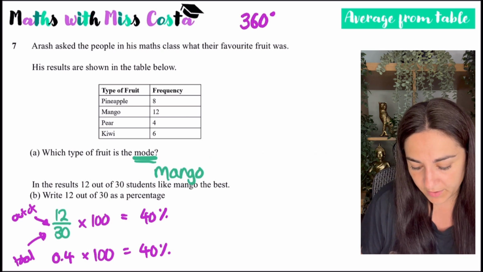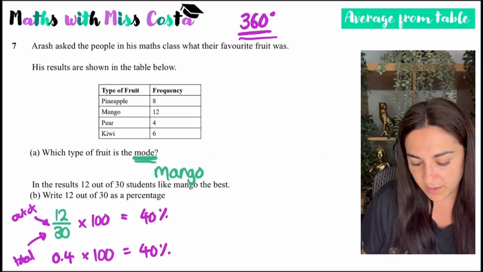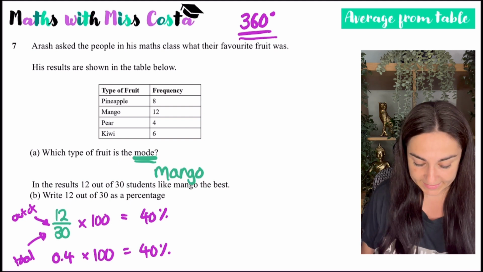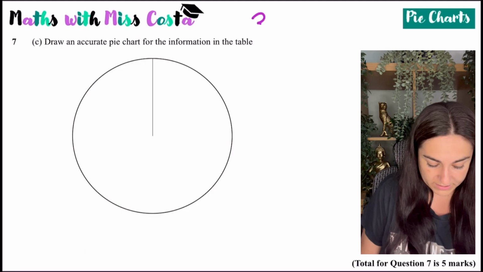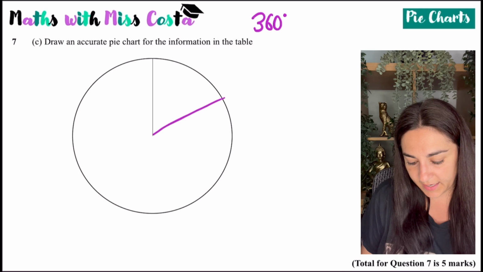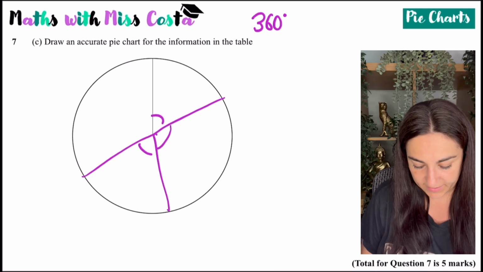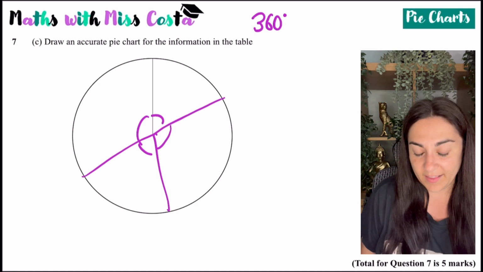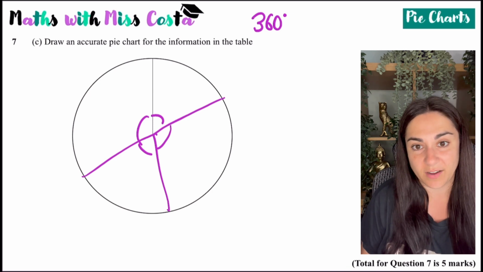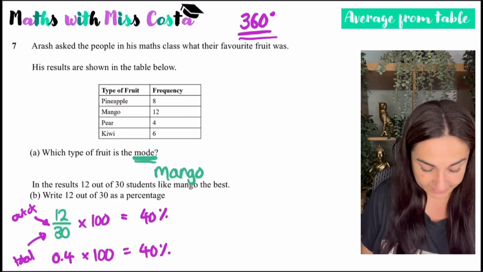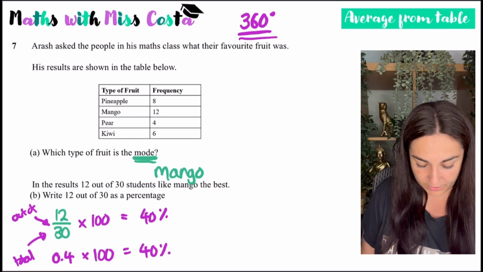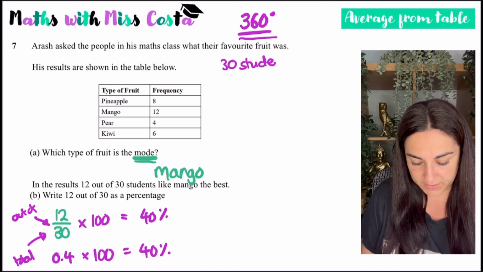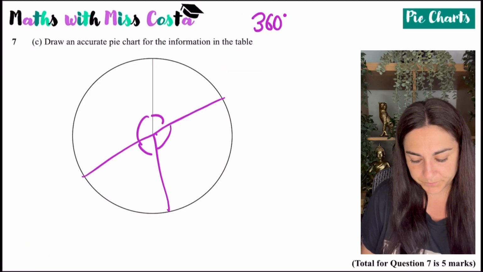So we know that the angles inside a pie chart are going to sum to 360 degrees. Therefore, all of the angles inside here, so this plus this plus this, are going to sum to 360. Therefore, we're splitting this pie chart into the total amount of frequency. So I know that there are 30 students in total.